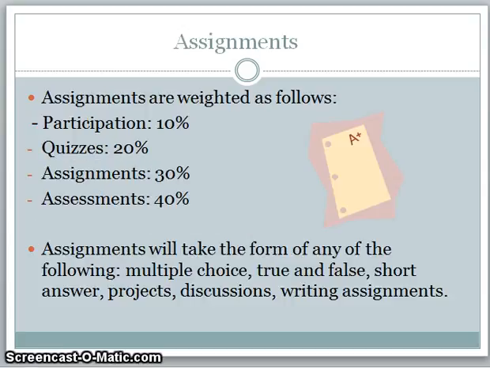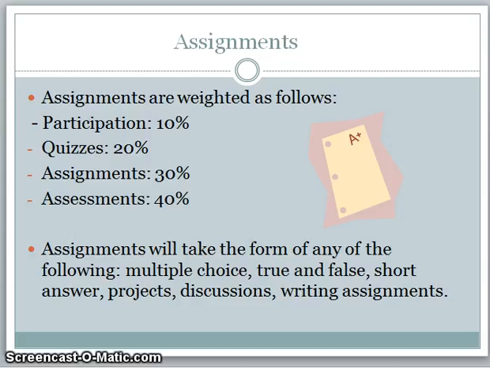So here's how assignments are weighted. Participation is worth 10%, quizzes are worth 20, assignments are worth 30, and assessments are worth 40. But this is something we all should be familiar with if we've been here before. If you're new, this is how we do our grades here at PA Distance. It's important to know that assessments are worth the most, but you need to be completing the assignments and everything else to help you get that great grade on the assessment, okay?